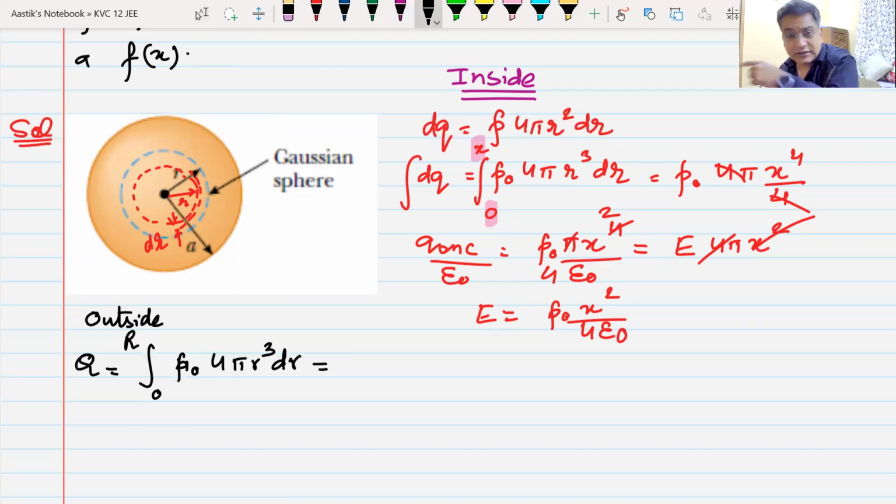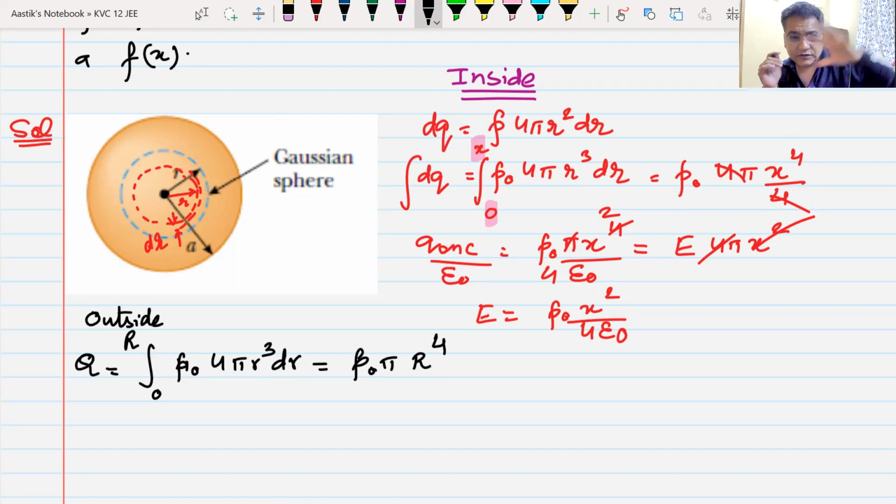So the answer in the first case you are getting rho naught pi x raised to the power 4. Here you will get rho naught pi R raised to the power 4. Do we understand this, bacha? That is the first difference. Do we understand this? Yes, sir.